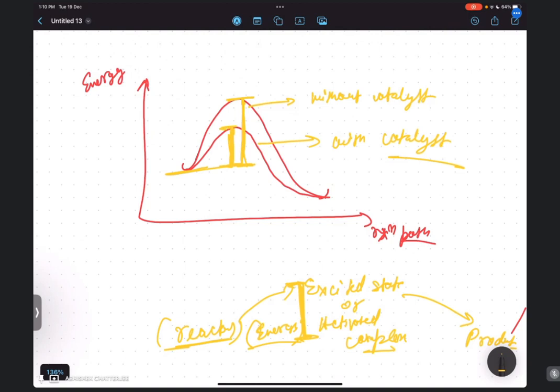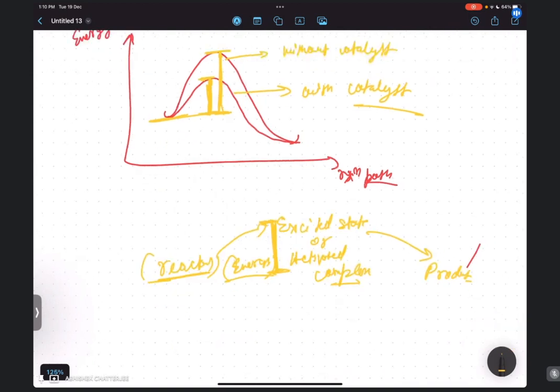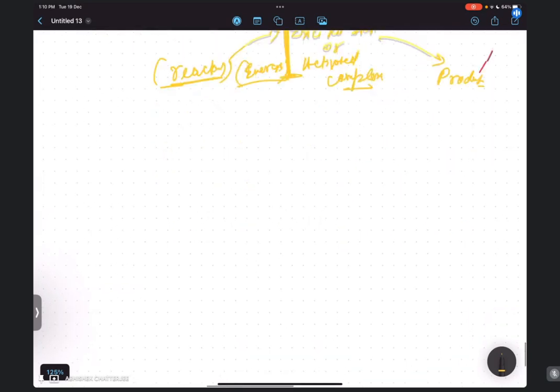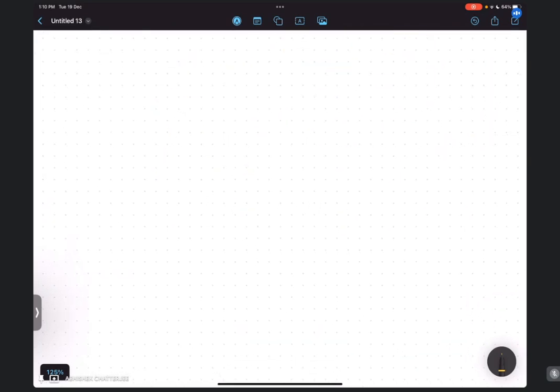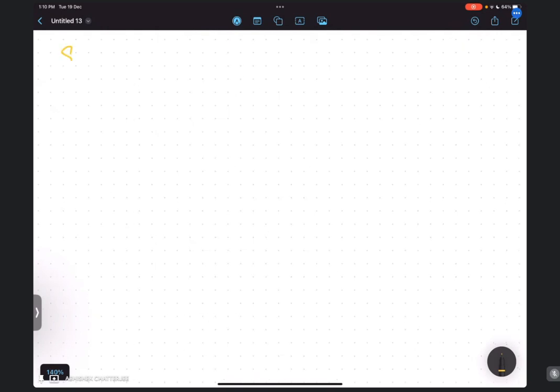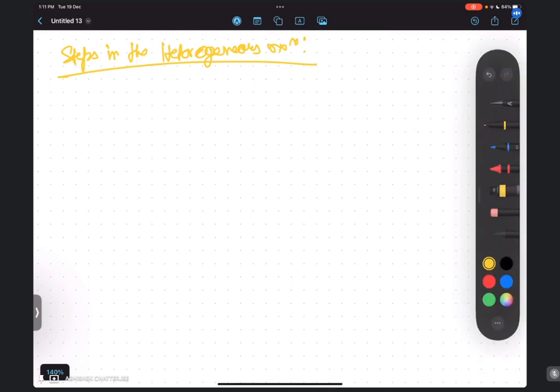Okay. If till here it is clear, then we will move a little bit forward. Now let us understand the steps in detail, that is, what are the steps that happen in a heterogeneous reaction. So what are the steps that are involved in this heterogeneous reaction?